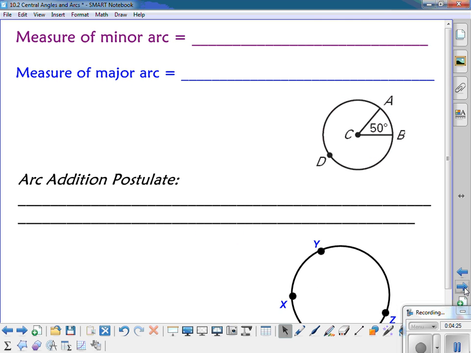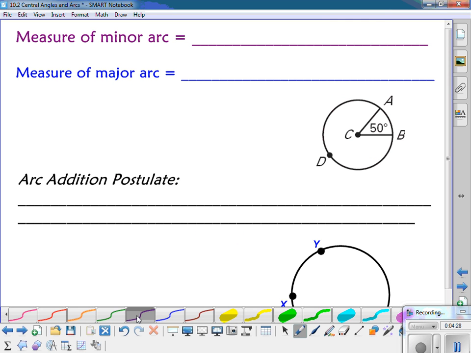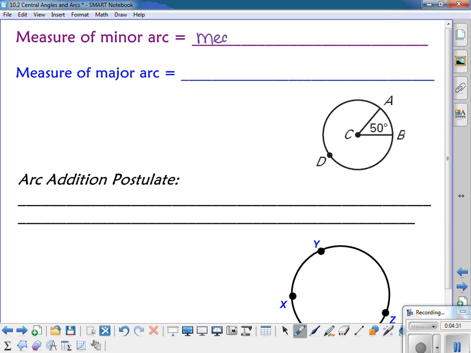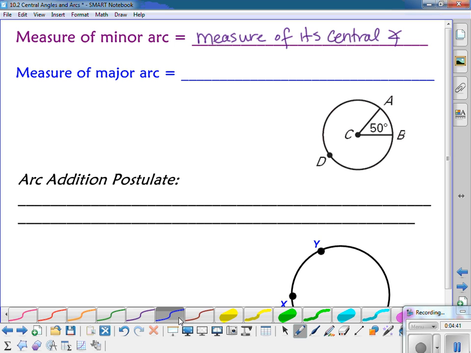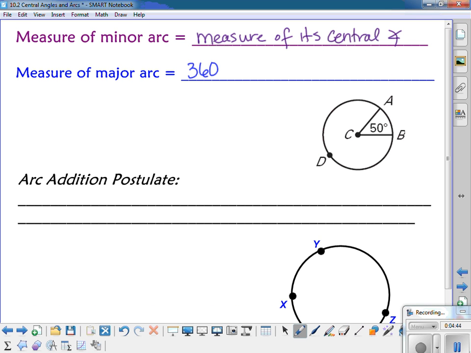So the measure of a minor arc actually equals the measure of its central angle. And the measure of a major arc is 360 minus the related minor arc. And by related minor arc, it has the same endpoints, basically. It's the part left over.